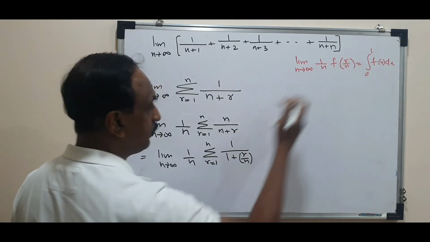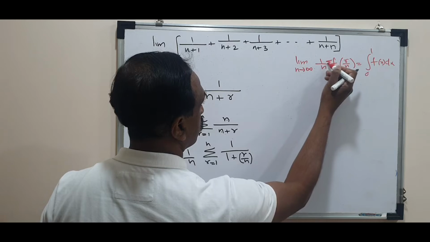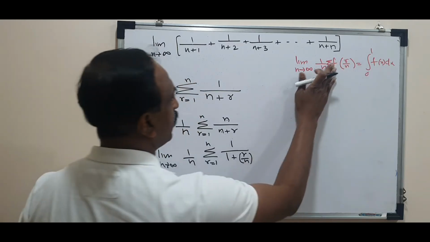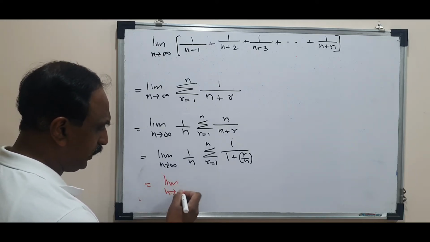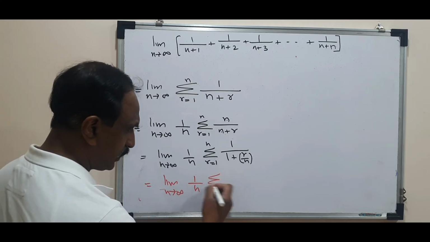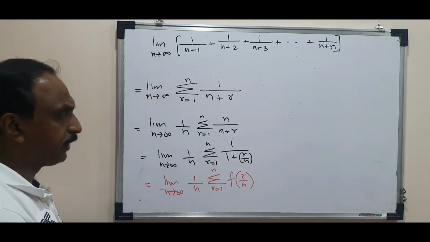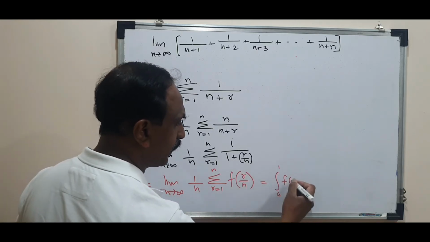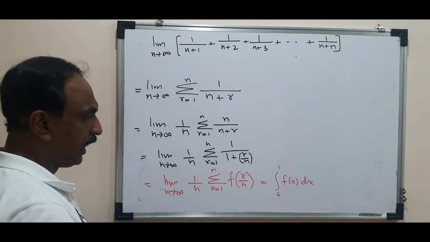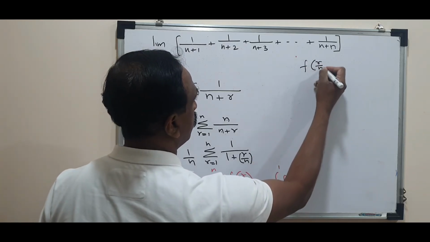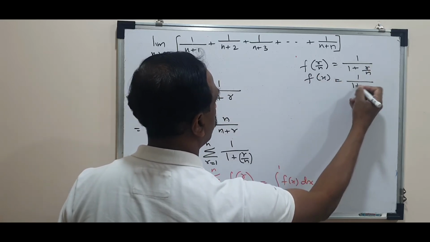Now compare this with the formula. 1 by n is present, and I didn't write sigma here, so I'll rewrite the formula. Limit n tends to infinity, 1 by n, sigma r equal to 1 to n, f of r by n. This is our formula, and that is equal to integral 0 to 1 f of x dx. So what is our r by n? Let's compare it. We have seen f of r by n is 1 upon 1 plus r by n, so f of x will be 1 upon 1 plus x.